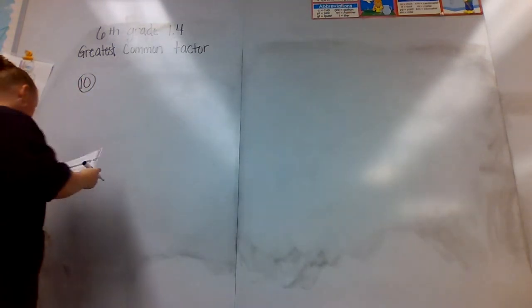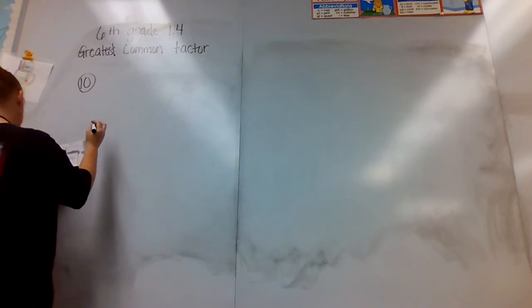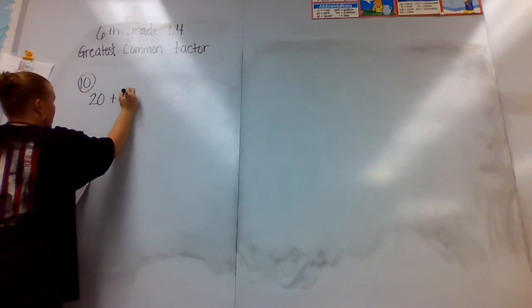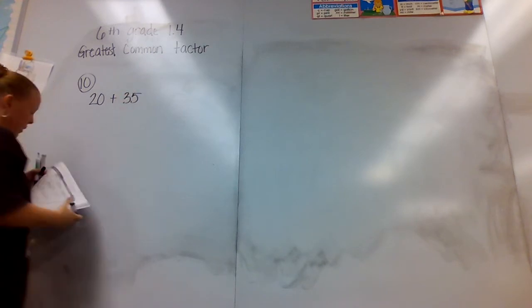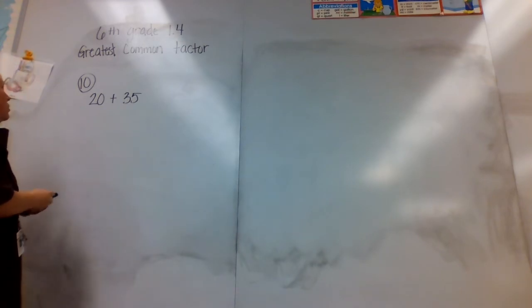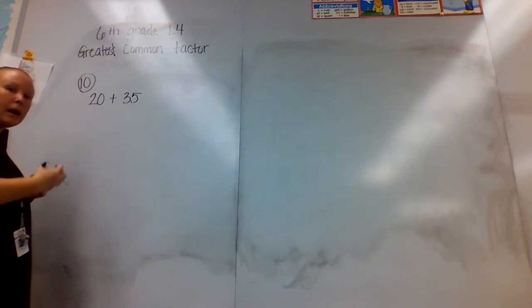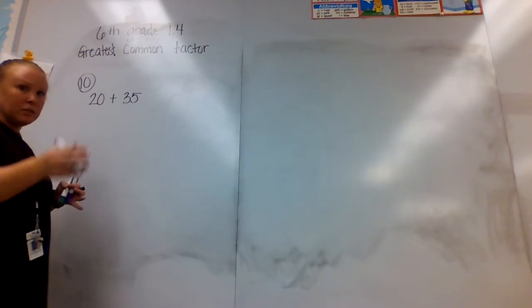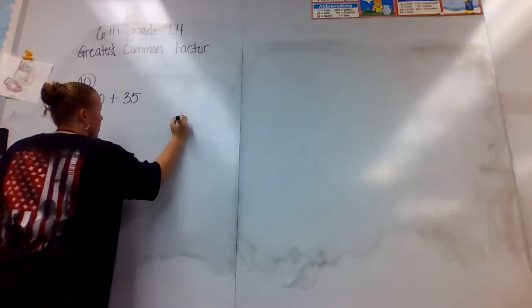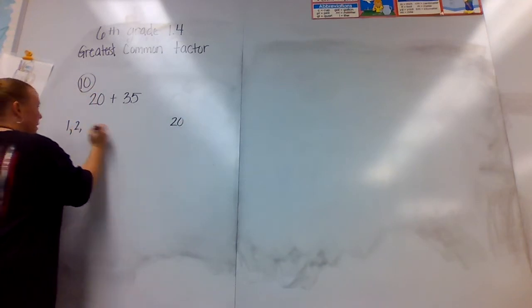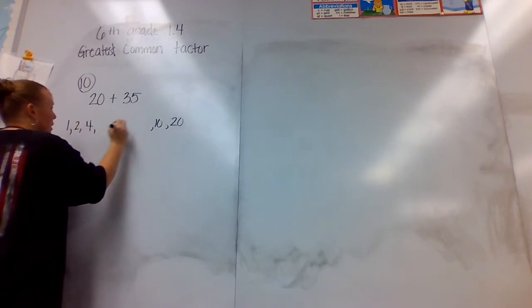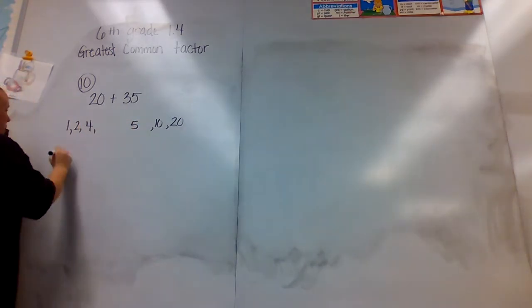Okay. So, 10 says 20 plus 35. Okay. It wants us to use the greatest common factor to pull out a number that we can use the distributive property with, okay? So we know 1 and 20. We know 2 and 10. No 3, 4, and 5. That's going to be it for 20, okay?